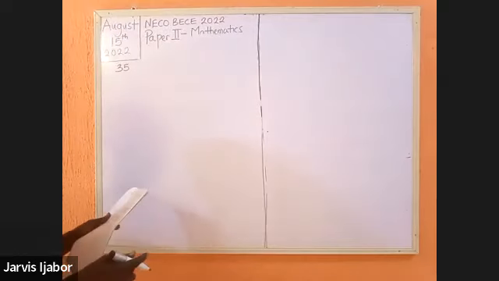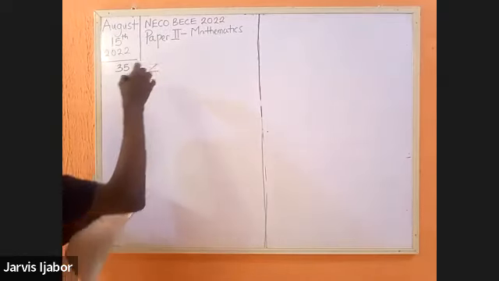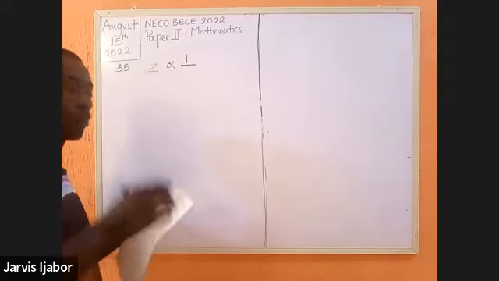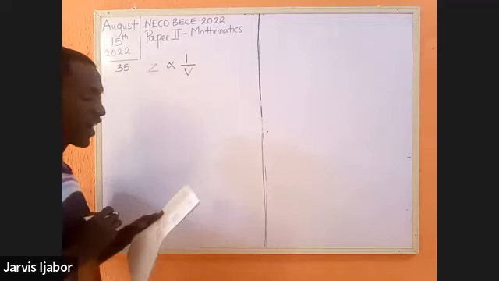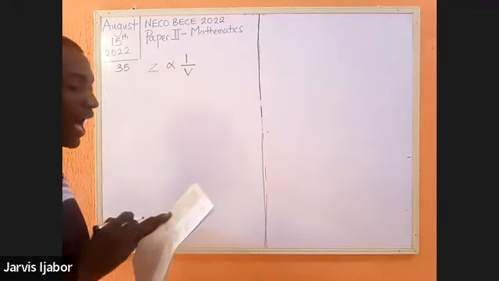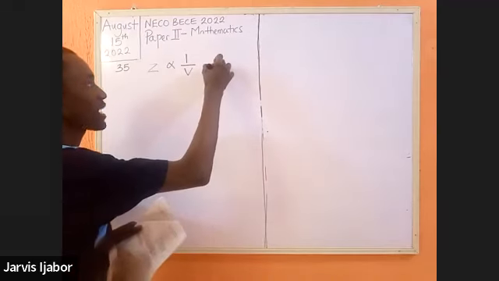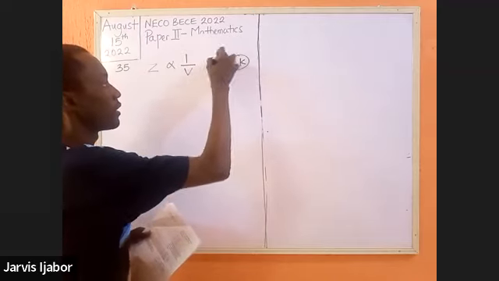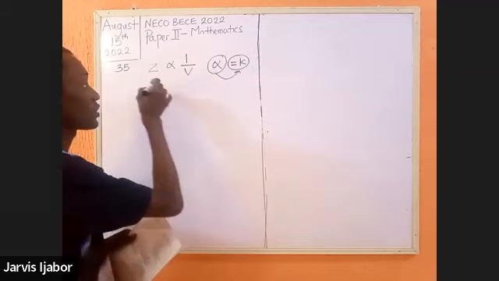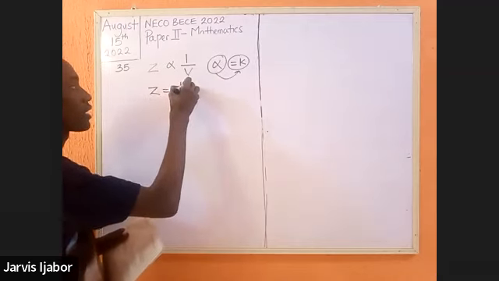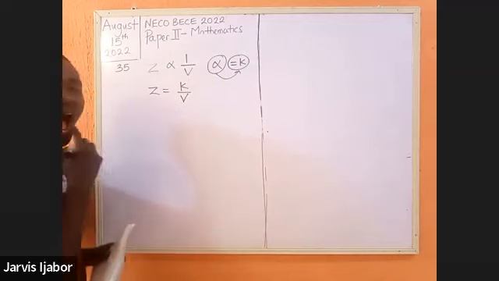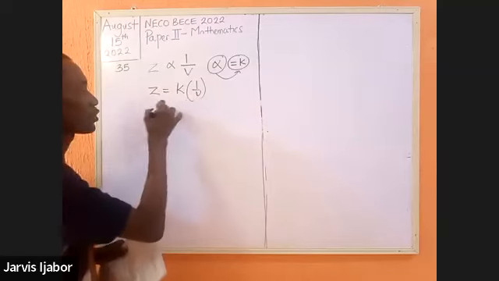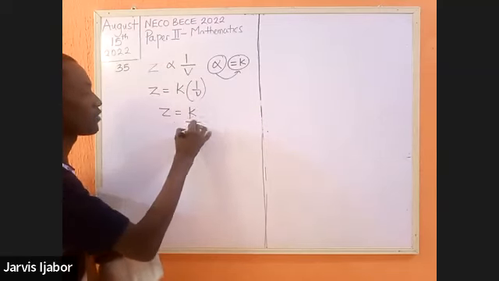So question 35 talks about variation. It says Z varies inversely. Inverse will be 1 over. Find the constant K in terms of Z and V. Remember we said that anytime you see this sign, replace it with this. So this will be Z equal to K over V. Or let's start by saying K 1 over V, which will be Z equal to K over V.